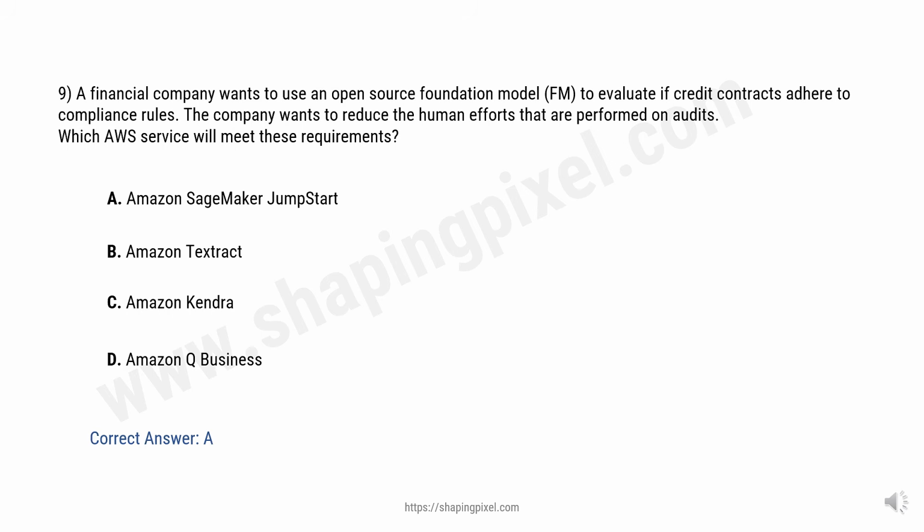And the correct answer is option A, Amazon SageMaker JumpStart.